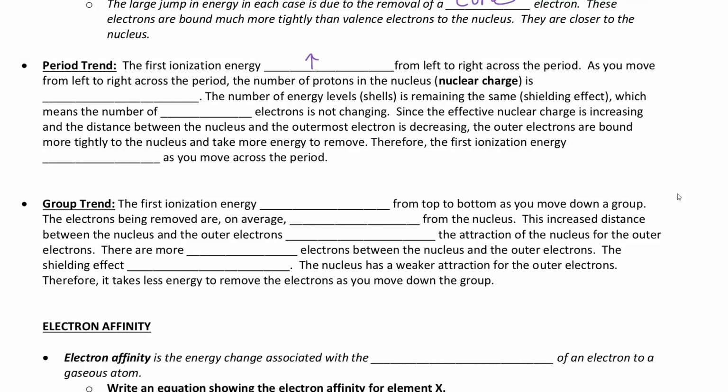Okay. So here, from left to right, number of protons in the nucleus increases. Number of energy levels remains the same, which means the number of core electrons is not changing. Since the effective nuclear charge is increasing and the distance between the nucleus and the outermost electrons is decreasing, the outer electrons are bound more tightly to the nucleus and take more energy to remove. Therefore, first ionization energy increases as you move across the period. Great.